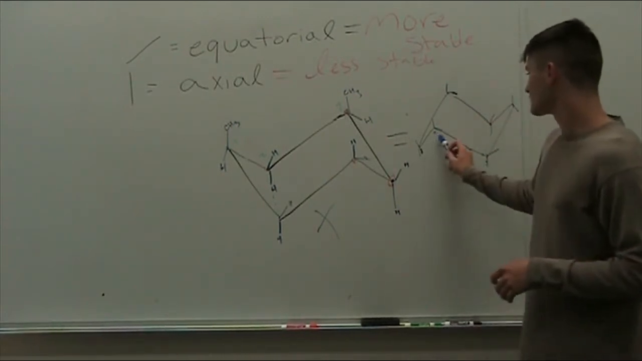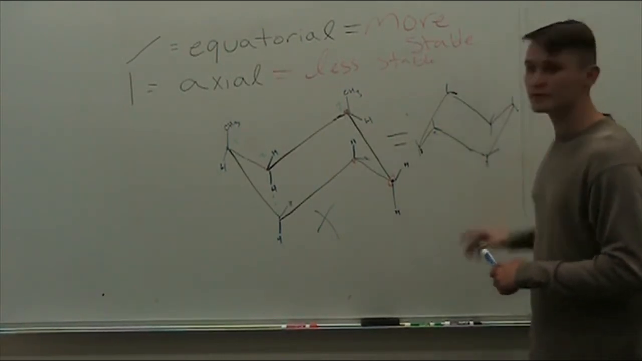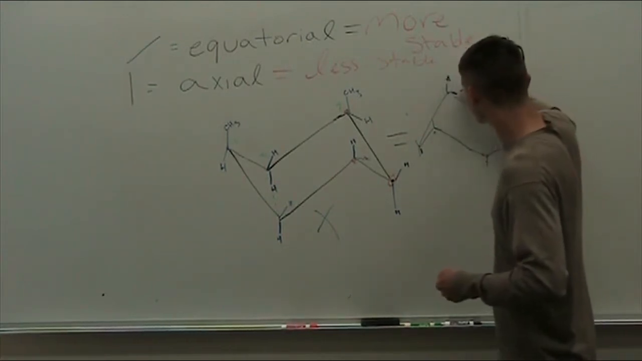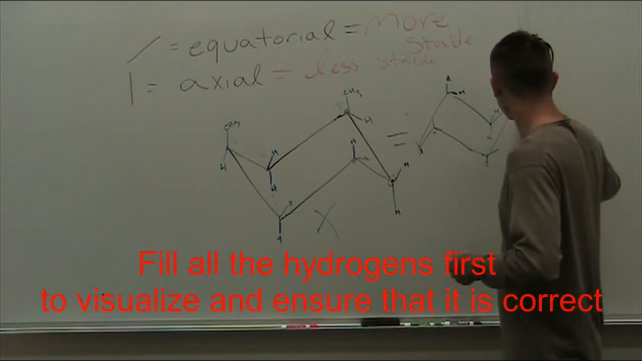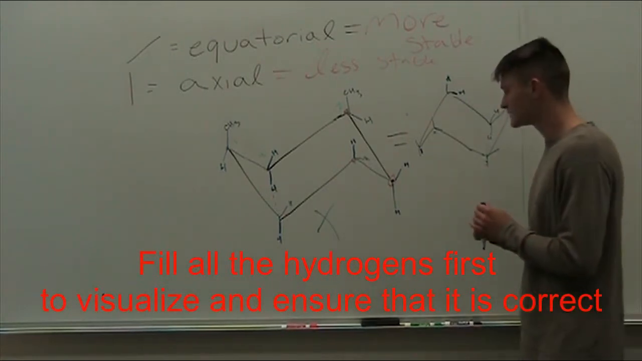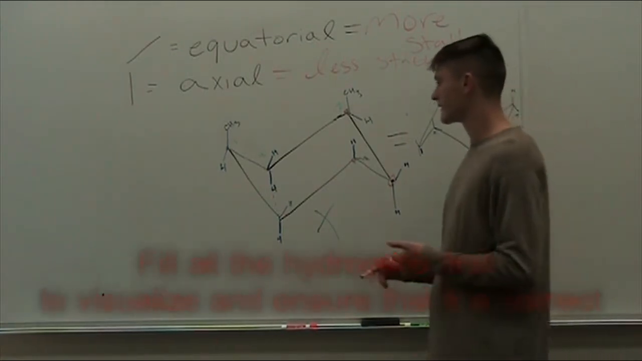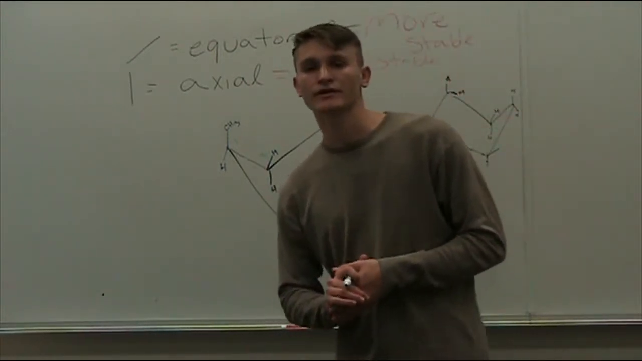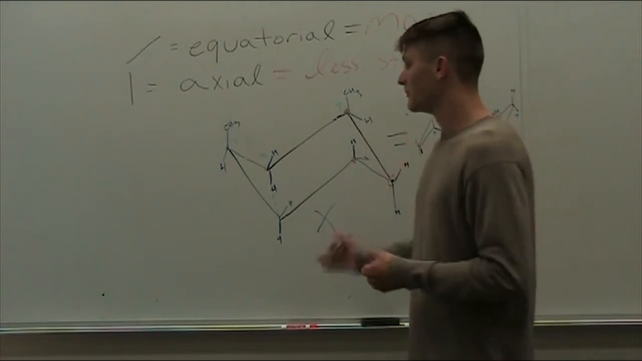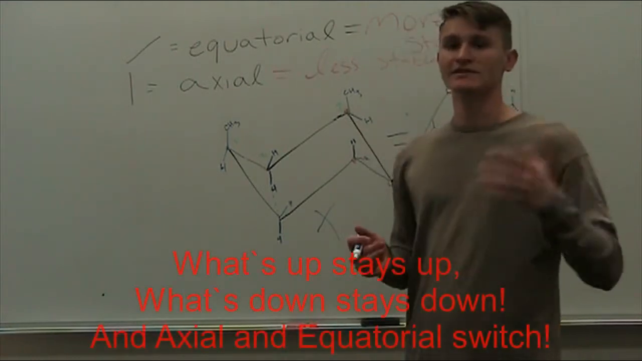So we have, this is our 1, 2, and 3 carbons. We know that the rest of them have hydrogens, so let's just place them on there just to show you. Hydrogens, hydrogens, hydrogens. And let's start with our 1 carbon and see where they lie. So there's a little phrase, courtesy of Dr. Davis from Howard University: what's up stays up, what's down stays down.